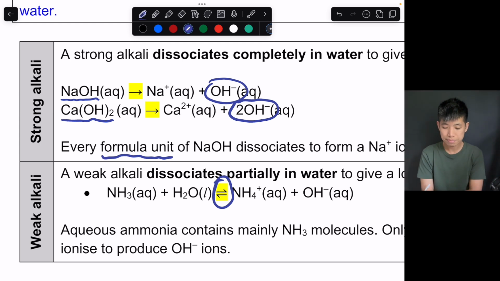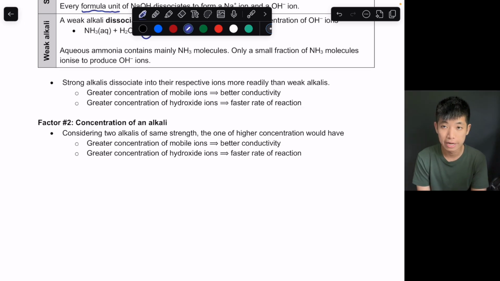Alright, so let's summarize this video before we end. We have covered the physical properties of bases and alkalis. Can you recall some of them? They have a bitter taste, soapy feel, conduct electricity when dissolved in water, and turn red litmus blue. What about the chemical properties of alkalis? Can you recall the three of them?